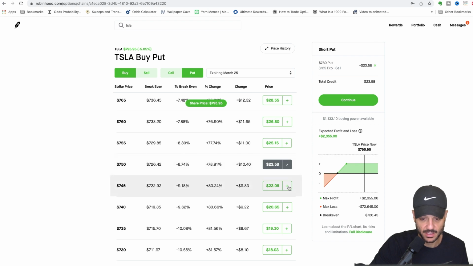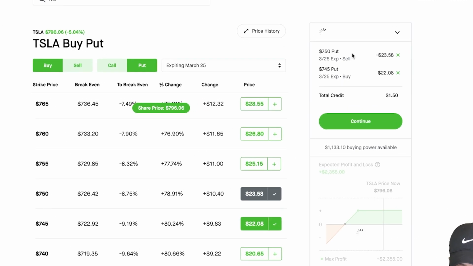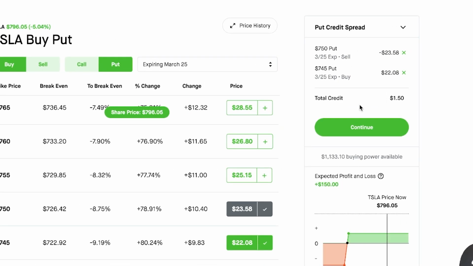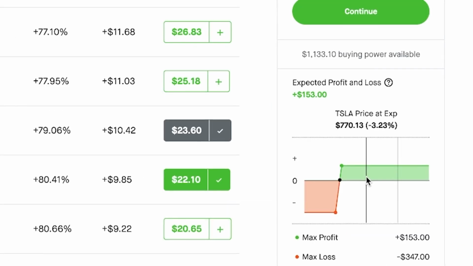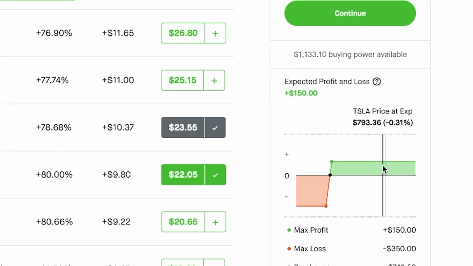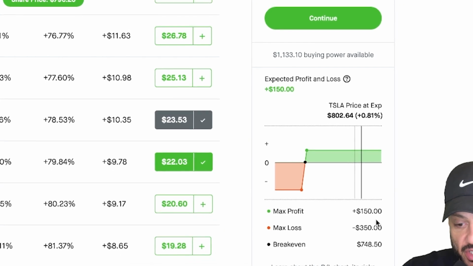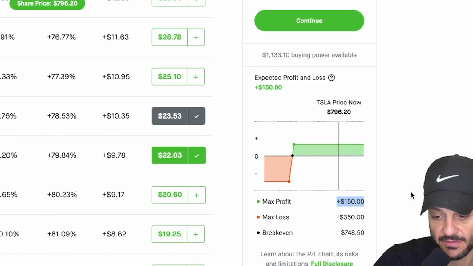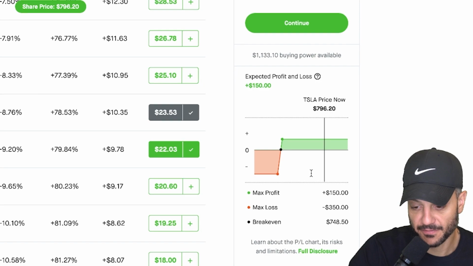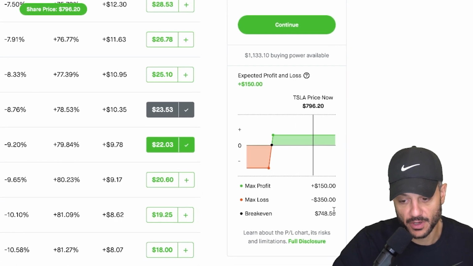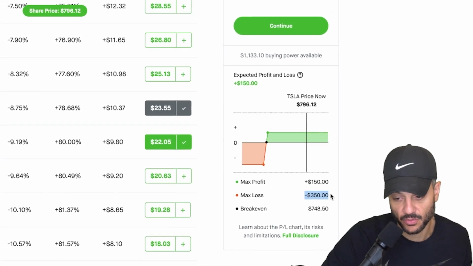So buy 745. Now we created a combined order, and we are getting $1.50 or $150 for this play. Now, if Tesla stays above 750, anywhere above, even if it's a penny above, then at expiration, you retain this entire amount, 150. If it falls below 745, then you lose this amount, which is 350.